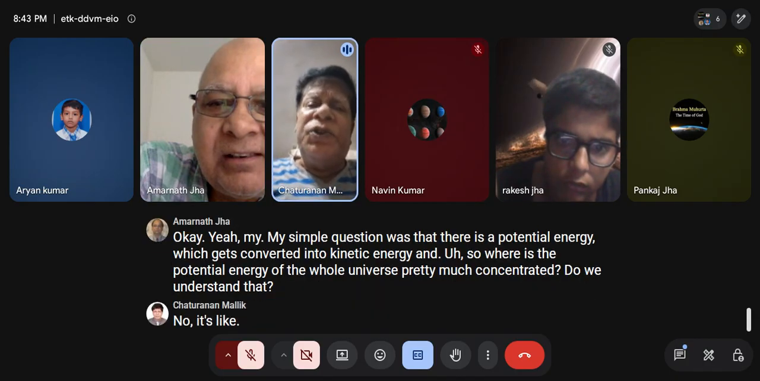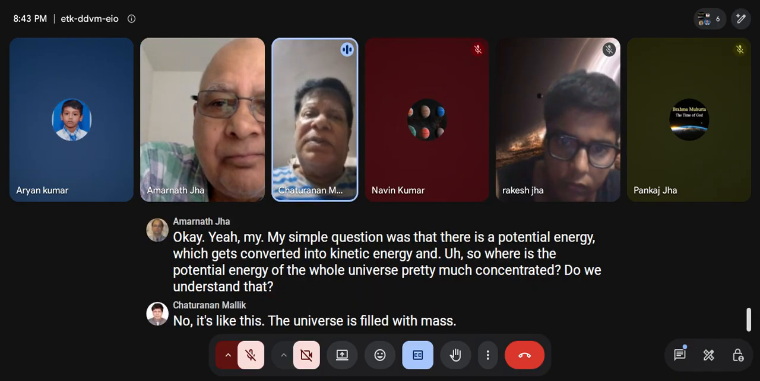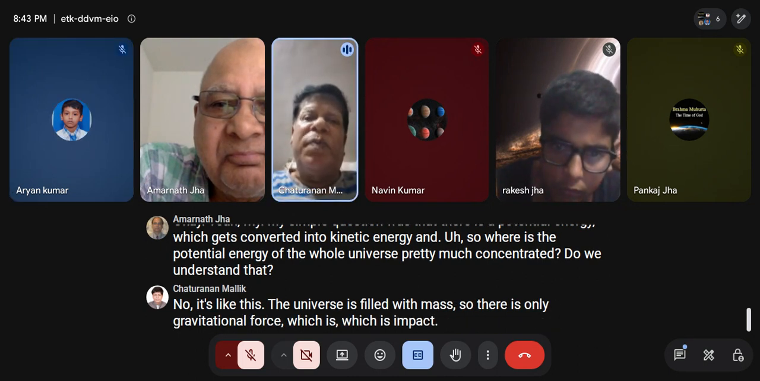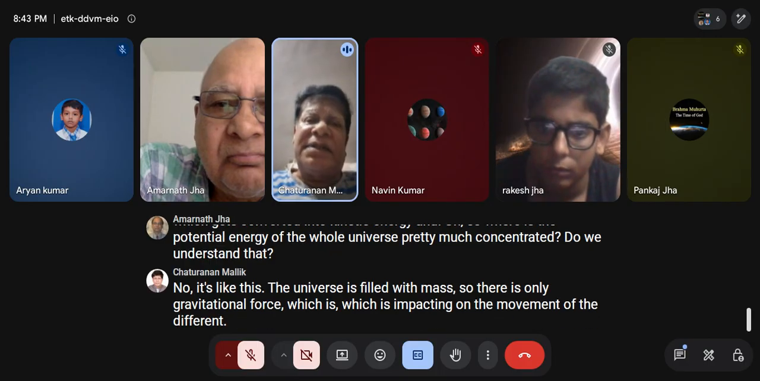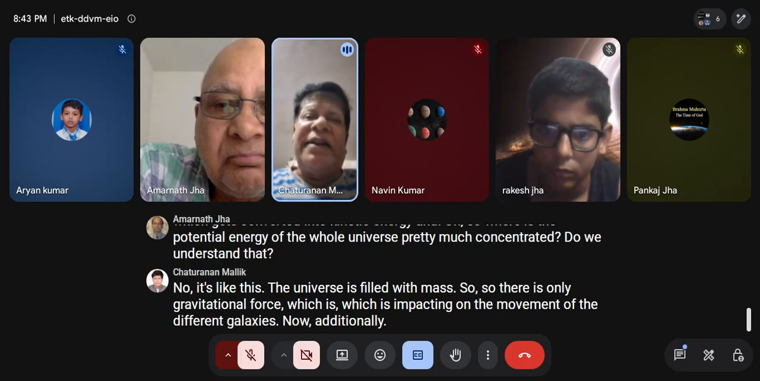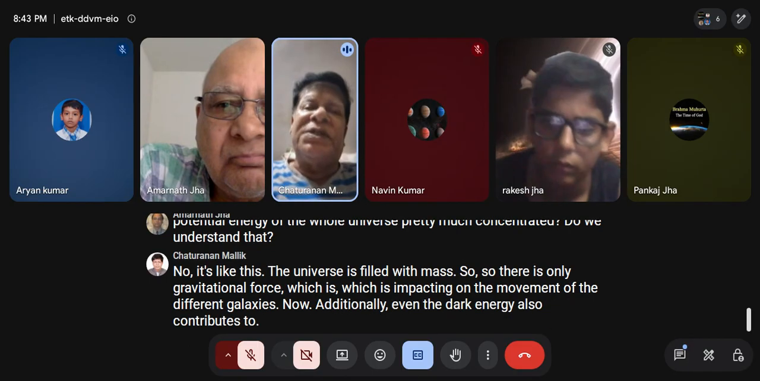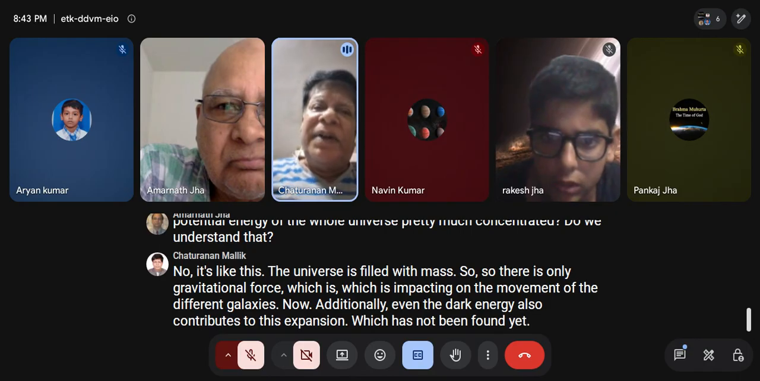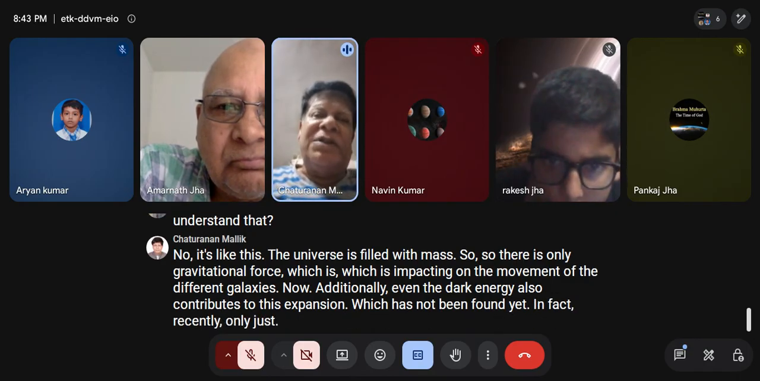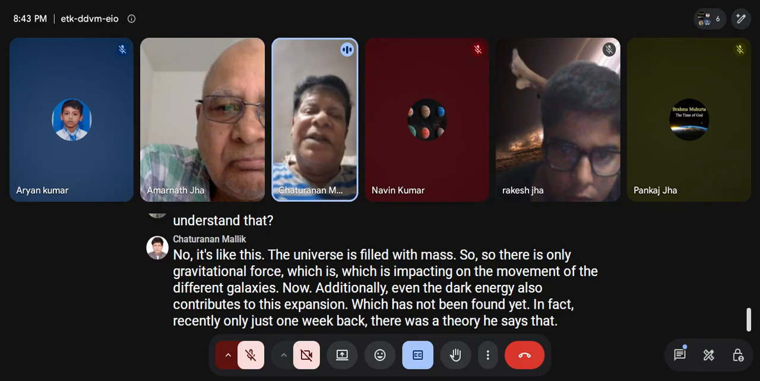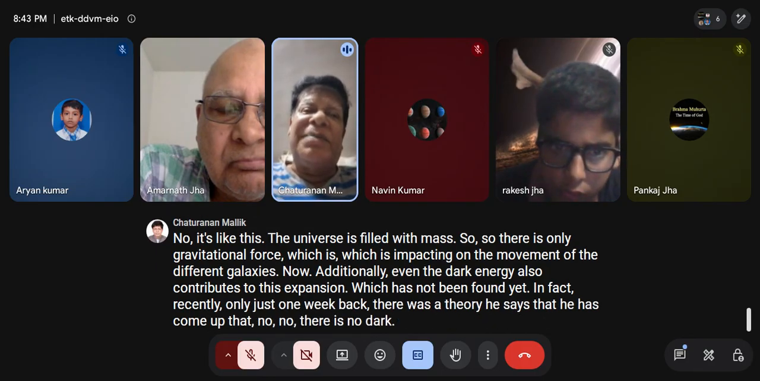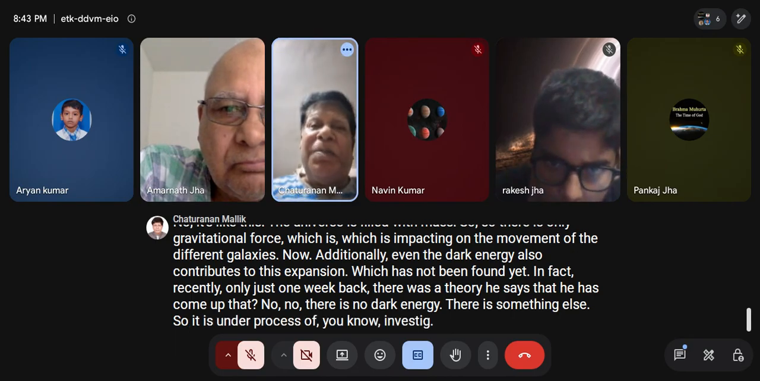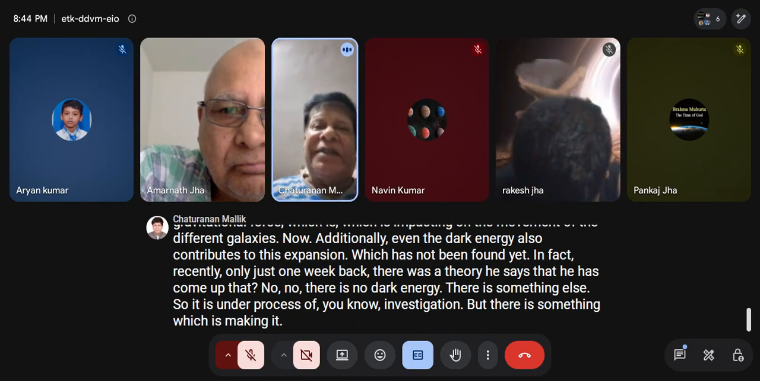No, it's like this. If the universe is filled with mass, there is only gravitational force which is impacting the movement of the different galaxies. Now, additionally, even the dark energy contributes to this expansion, which has not been found yet. In fact, just one week back, there was a theory. He says that there is no dark energy, there is something else. So it is under investigation. But there is something which is making it move faster.